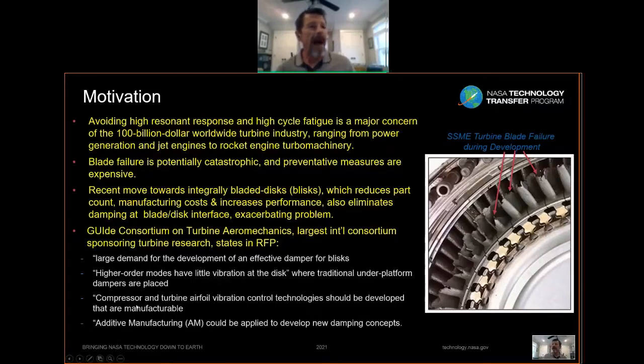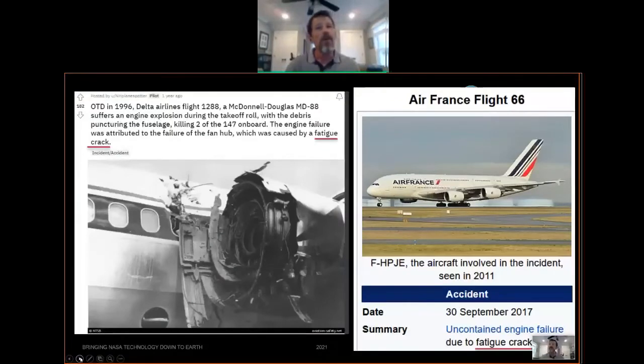One thing about implementing vibration control technologies is that they should be manufacturable. If you come up with a solution you can't build, what good is it? And finally, additive manufacturing is a new development that really could help with developing some damping concepts.